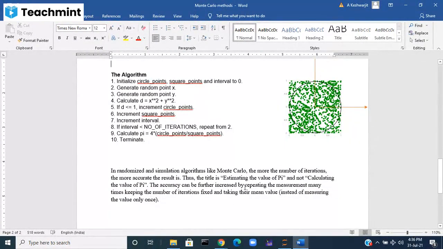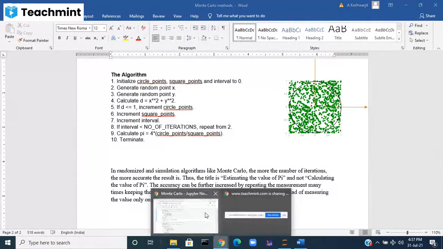So you repeat the measurement many times, and then you take their arithmetic mean. So I can modify the program so that instead of taking only one measurement of 1000 iterations, the measurement process is repeated a number of times and then you take the average. So let us look at another program.